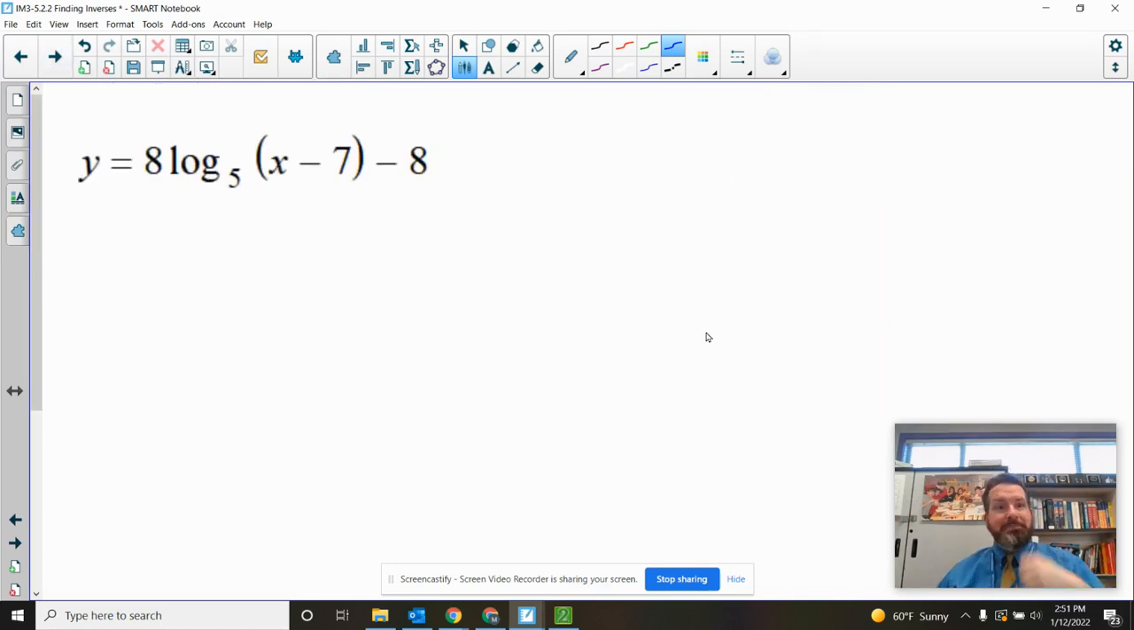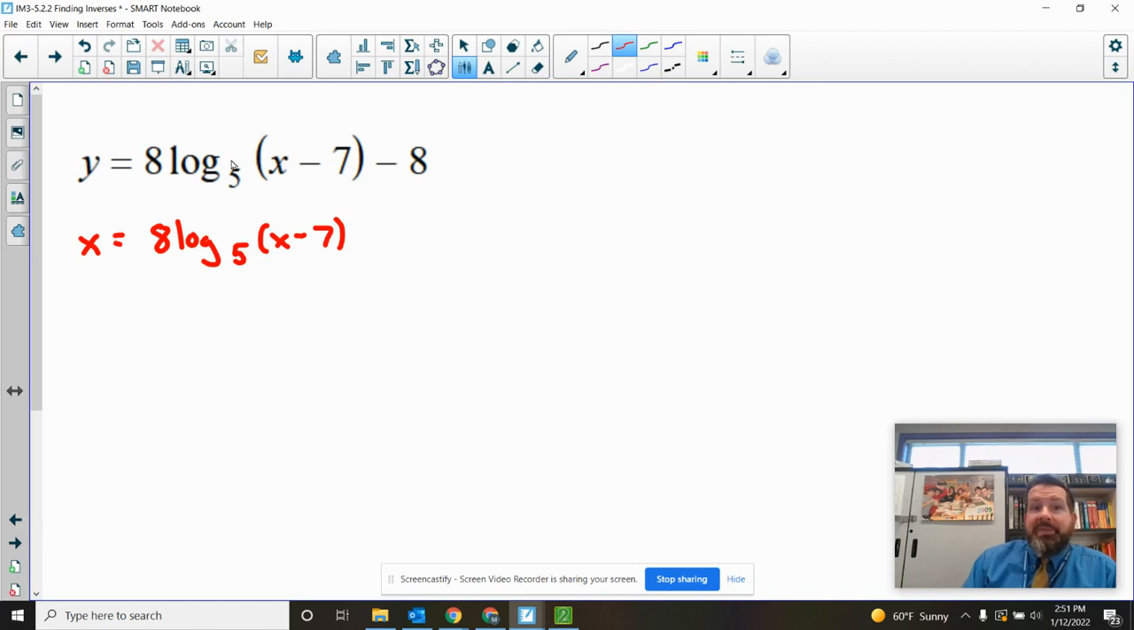Okay, one more for the road. Let's find the inverse here. Switch your x and your y. Now the x minus 7, that's in parentheses, so that's all inside the log. But this minus 8 on the back, that is outside the log. You got to deal with that first. Add the 8 over. Log base 5, x minus 7. Divide this 8 away.